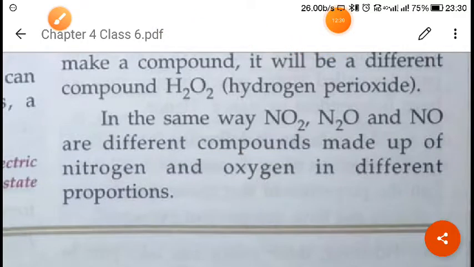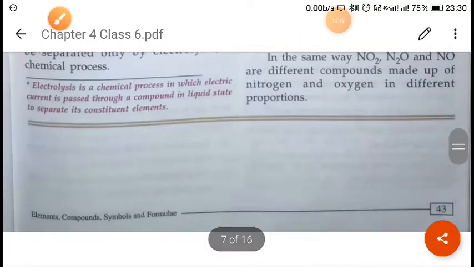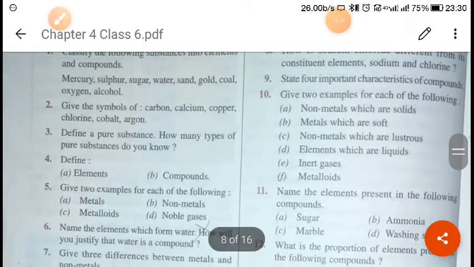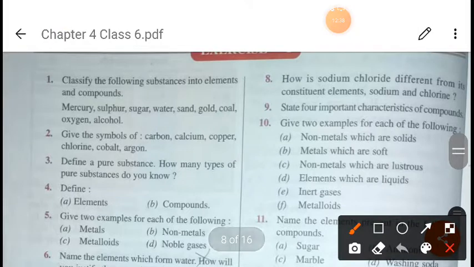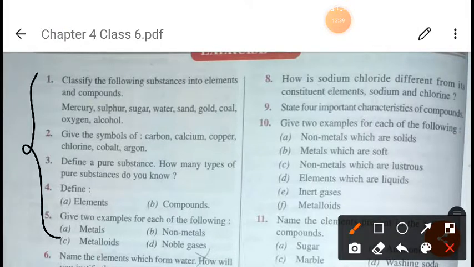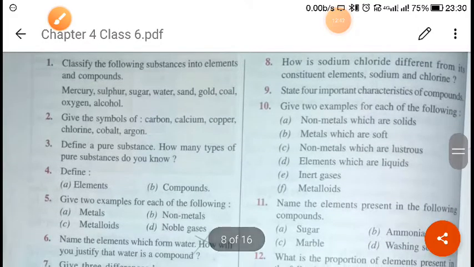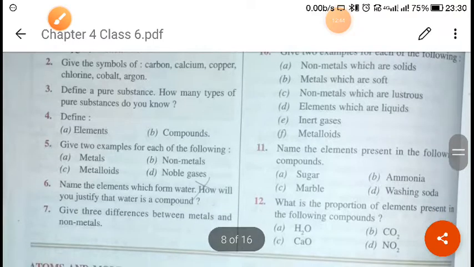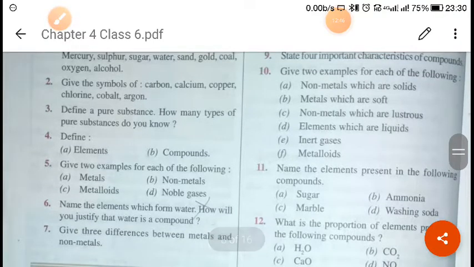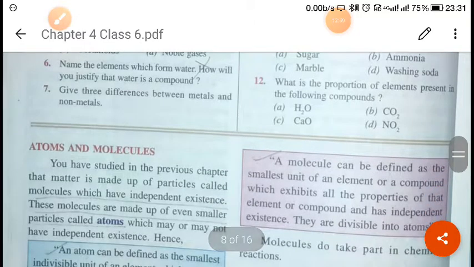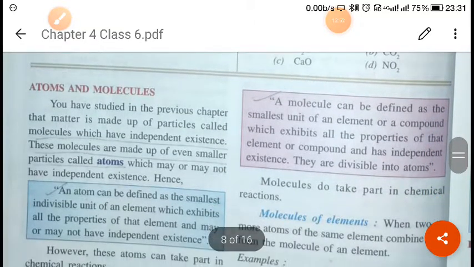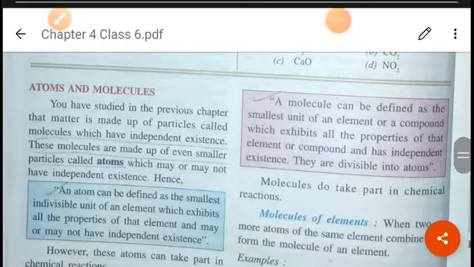So now this one will be your homework, okay? You do it at home, right? And send it to me in the class 7 chemistry group, not on the personal number, okay? After that, in the next class we will learn about atoms and molecules, okay? Till then, thank you.